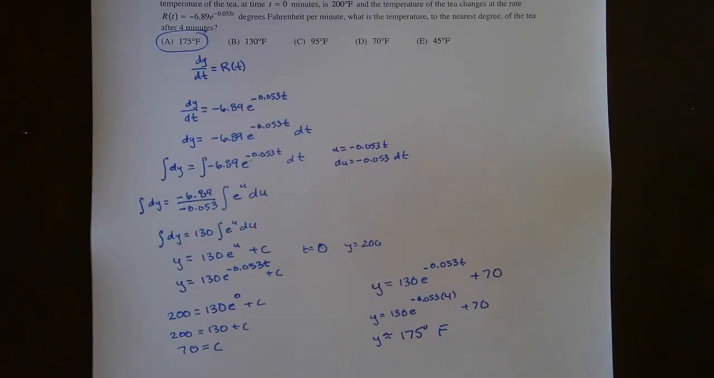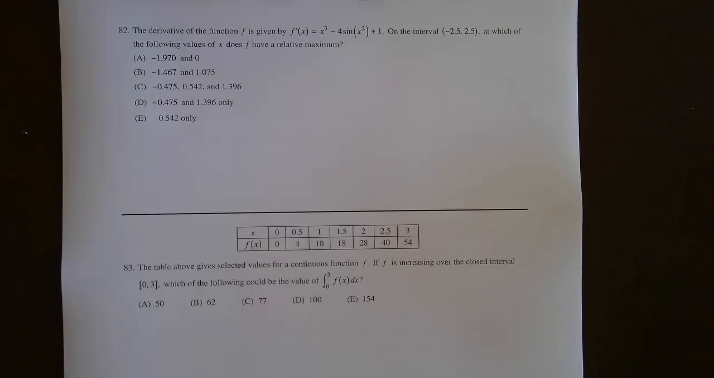Okay, so let's go to 82. For question 82, they're giving you the derivative f prime of x is equal to x cubed minus 4 sine of x squared plus 1. And then on the interval negative 2.5 to 2.5, so those are our x values, okay? At which of the following values of x does f have a relative maximum? To have a relative maximum, our derivative would have to change from being positive to negative, okay? And we're going to be looking between negative 2.5 and 2.5.